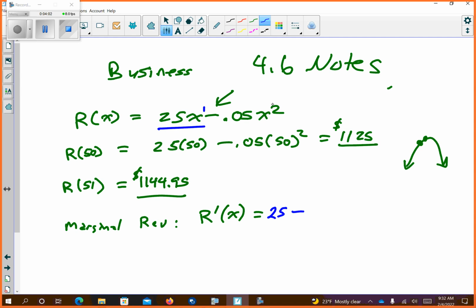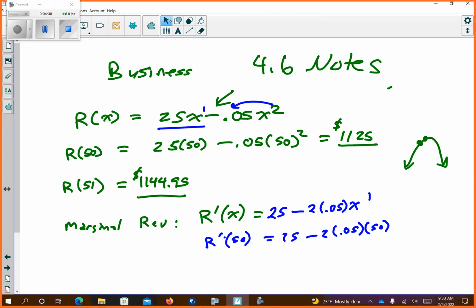Okay, minus the derivative of this, so bring that down front. So you get 2 times 0.05 X, subtract 1 from it. And so right here, this is your marginal revenue. And if we wanted to find that at 50, what we do is we'll just take R prime at 50. We'll plug that in. And this is finding us basically the instantaneous slope of our function.